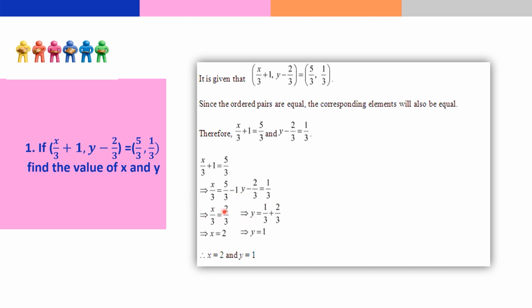x/3 = 5/3, so x/3... the 3 will get cancelled, so x is 2. Similarly, y - 2/3 = 1/3. This minus 2/3 will come to this side, so y = 1/3 + 2/3, which is 3/3, so y is equal to 1. So x is equal to 2 and y is equal to 1. Got it, children? Very simple. So if the ordered pairs are equal, then you just equate the corresponding elements.